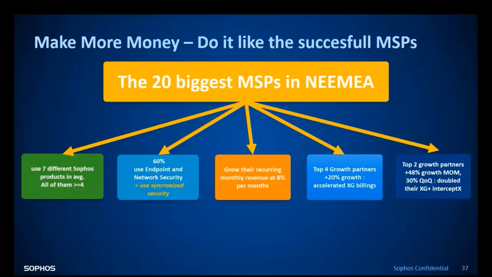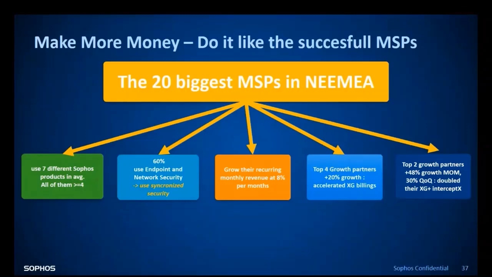The top 20 MSPs in NEEMEA grow their recurring monthly revenue at 8% month over month, and that's equal to 133% year over year. Ladies and gentlemen, this is a very good number. If you put it month over month, it's not very big, but when you put it year over year, then this is where it accumulates. And we have the ability, as I said earlier, to grow at 20% month over month when you sell hardware, and I will show you a little bit what that means in a second.